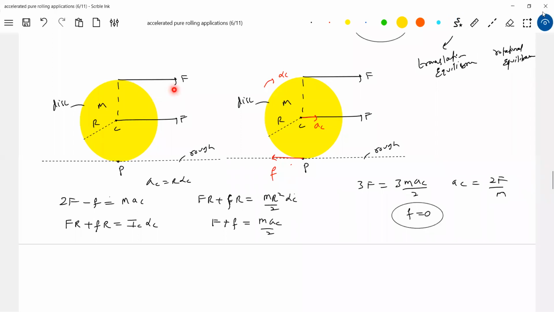Sir. When you pull this body, will it move up, down, left or right? It will move right, no? If you don't know this, it's not possible, nobody can help you. Then, sir, how does it rotate? Can it rotate clockwise? Pure rolling, I'm telling.